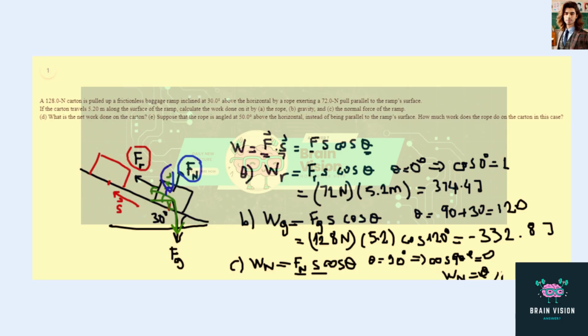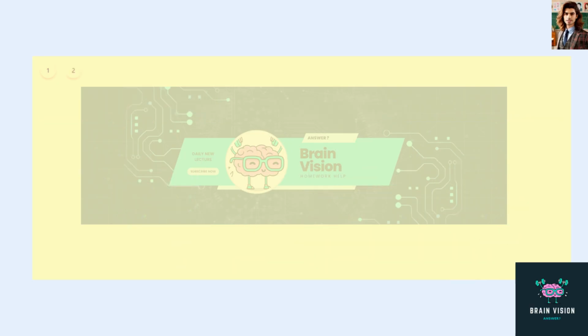This is a very well-known result, right? When the force is perpendicular to the displacement vector, the angle between these two vectors is 90, so the cosine 90 gives you 0. So the work done is going to be equal to 0 for any force that is perpendicular to the displacement. Now, let's go to a new slide.